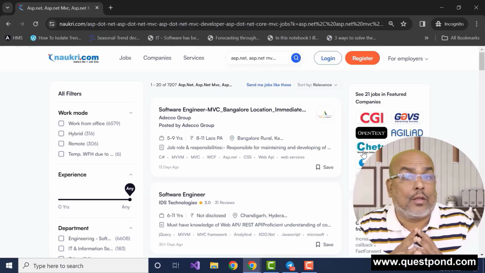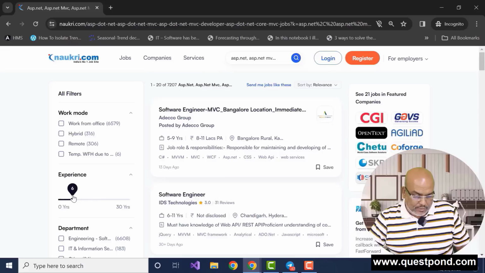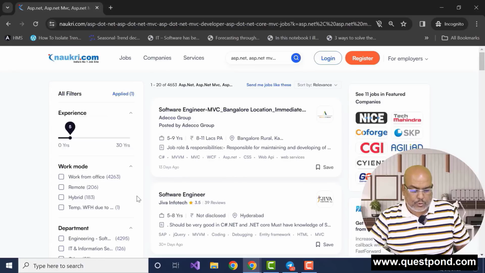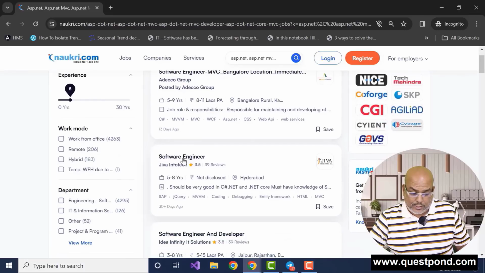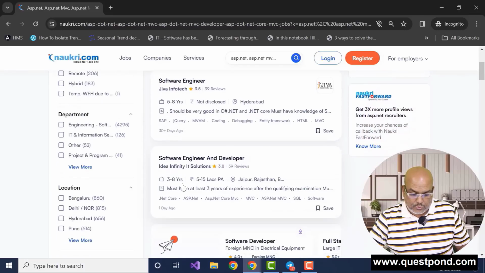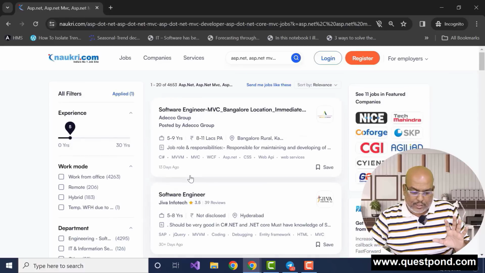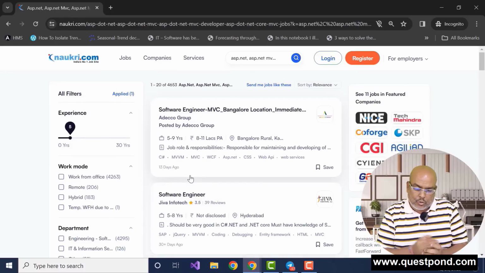Also, as we said, this analysis will not focus on freshers, right? So I'll at least start with 5 years. I'm going to put this bar down out here, and there it is, 5 years. As soon as I do that, you can see we are getting profiles of 5 to 9 years, 5 to 8 years, 3 to 8 years. So we are getting some senior profiles out here. Let us try to analyze this search.